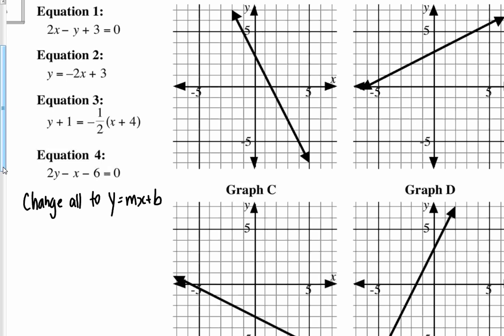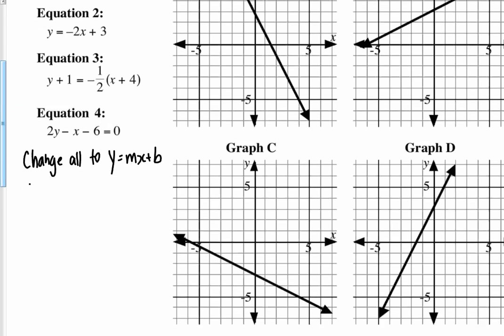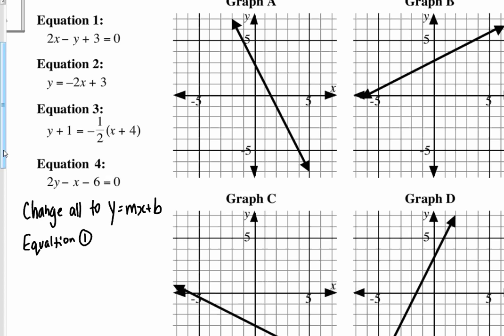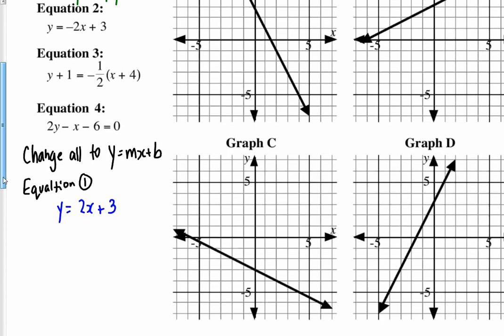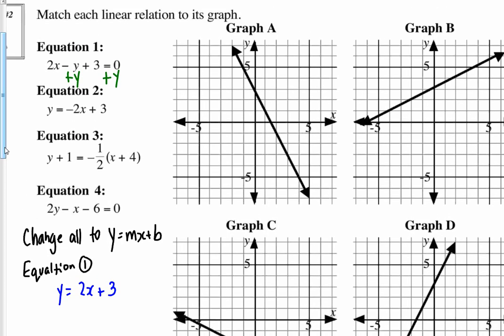Okay, let's do equation 1. Okay, so equation 1, how do I get y by itself? Add y. So what is the equation? Y equals 2x plus 3. Okay, which graph has that? Do they all have a y-intercept of 3? They kind of do, I think. All except C. Okay, which one of these graphs then would it be? Could it be A?